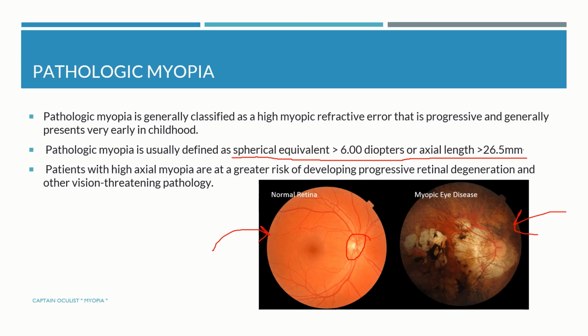You can see that our normal eyeball size is 24 and over here we have 26, so that is a change we need to consider. Patients with high myopia are at greater risk of developing progressive retinal degeneration and other vision-threatening pathology. We're going to discuss all the vision-related complications later.